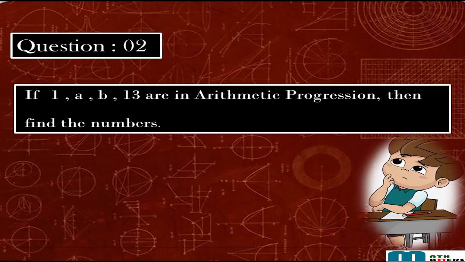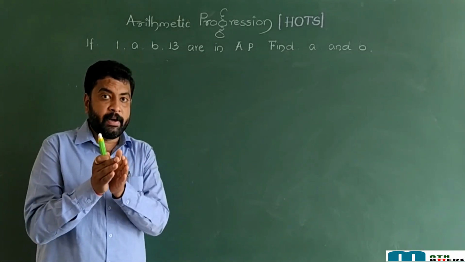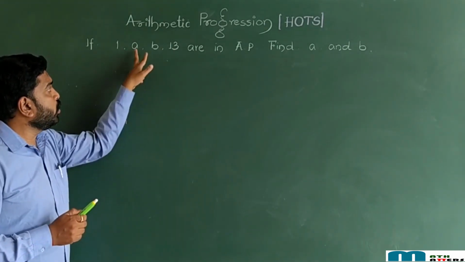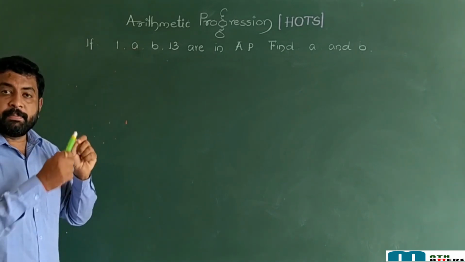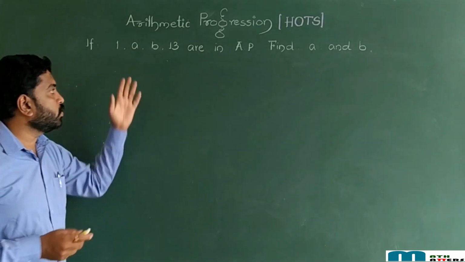Here I am considering the second example in which 2 unknown variables are given. This is the question: if 1, a, b and 13 are in arithmetic progression, find a and b. Method is one and the same. Again, I need to equate the 2 common differences and proceed further. Now, 2 unknown variables are given. In the previous, only one unknown variable was there, that is k. Let us see how to solve this.